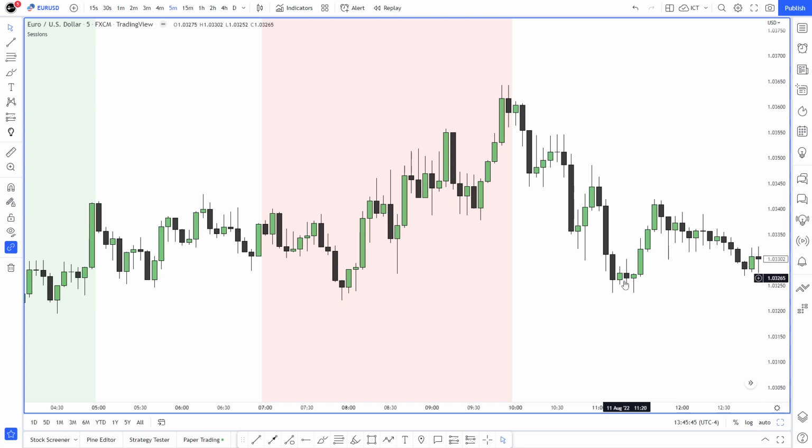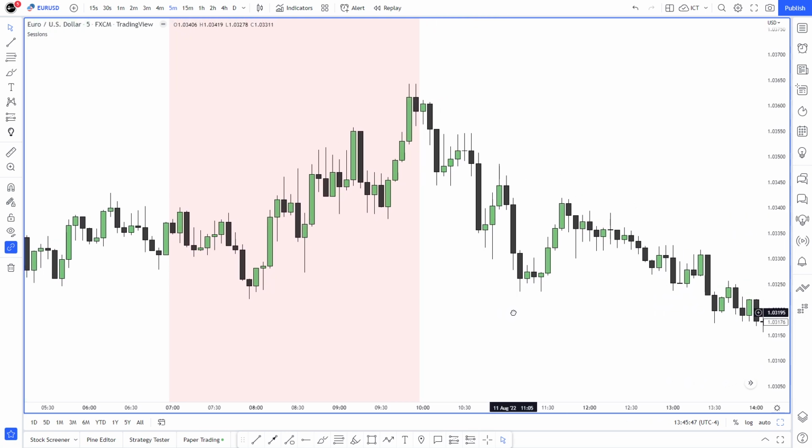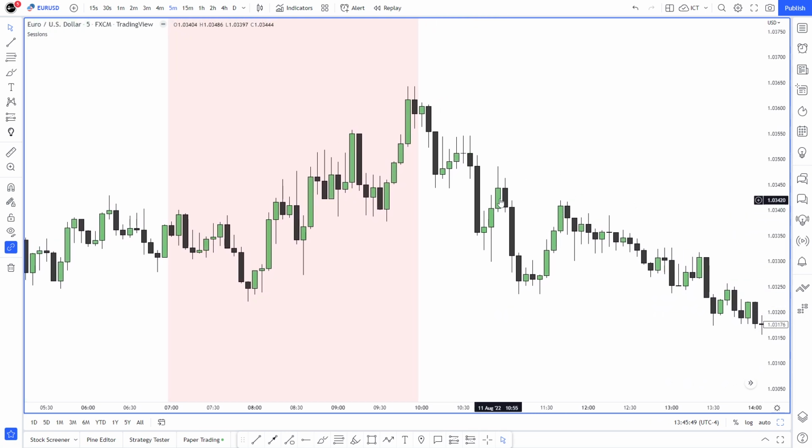So displacement is aggression. It's when price clearly shows that it wants to get out of where it currently is. Price is going somewhat aggressively up. We do see a lot of wicks, so it's a little bit of indecision, price doesn't really know where to go, but it does go a bit slowly. And look at how price then aggressively drops.